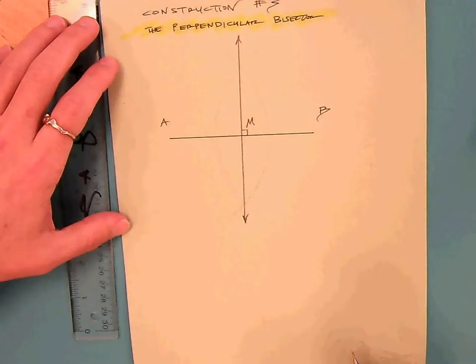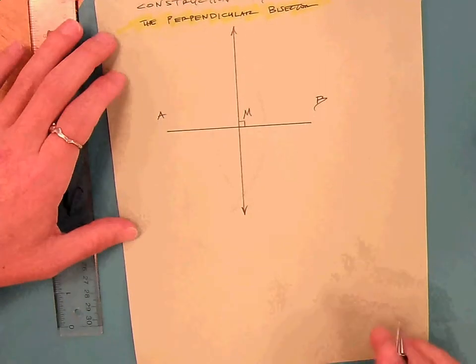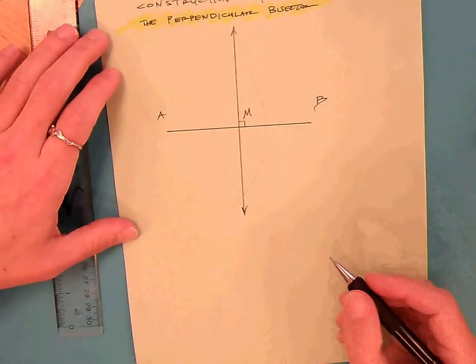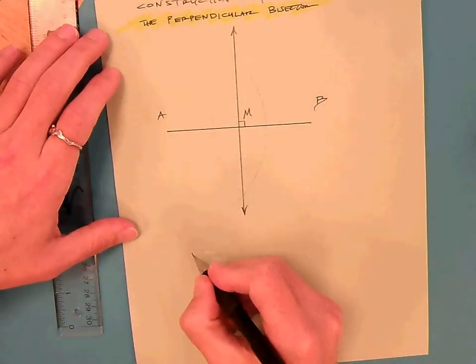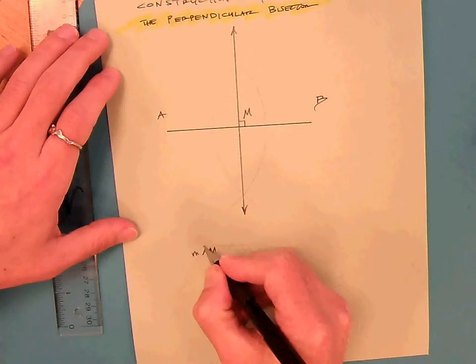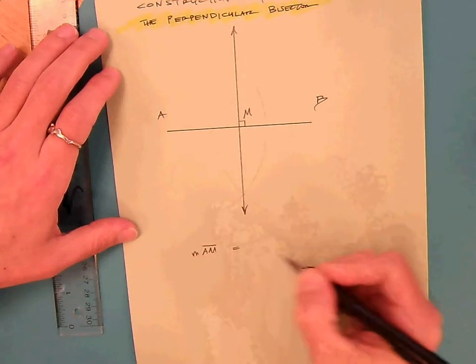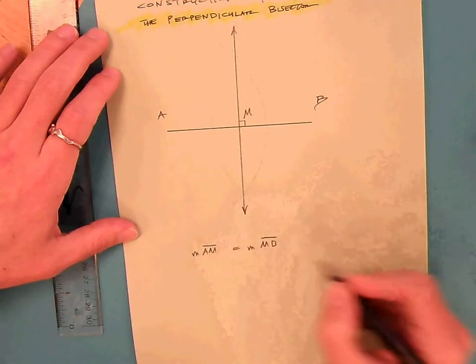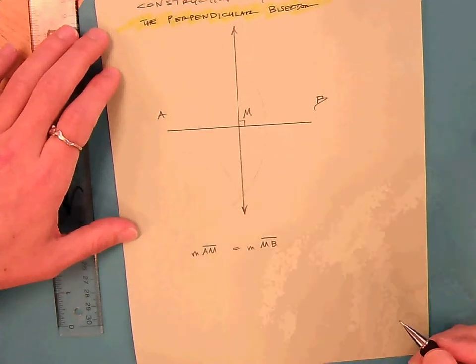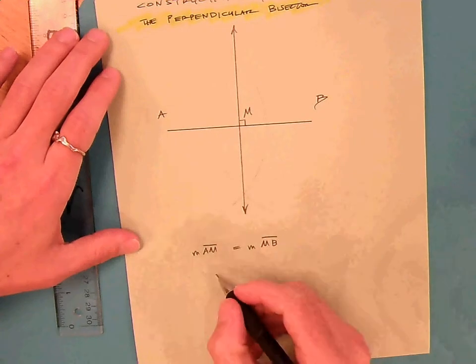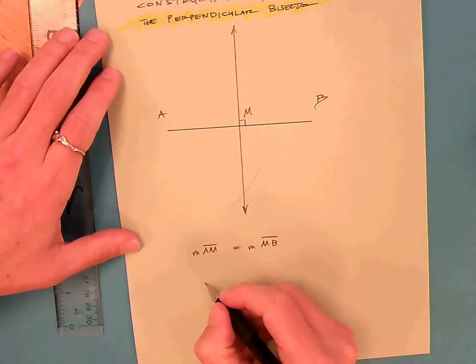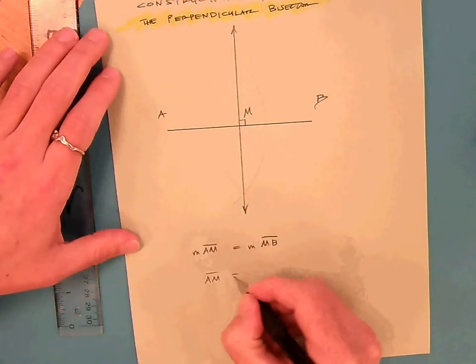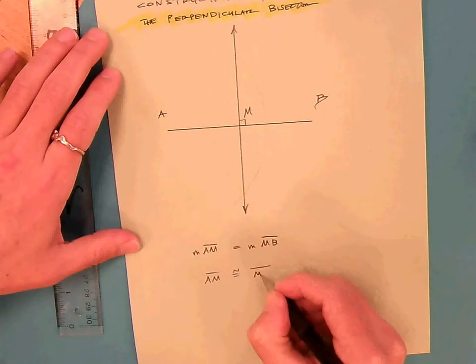And it's also perpendicular, so I can put a little square there, which identifies the fact I've established a right angle. There's a lot of stuff that happened in this construction. So I can now write the following statement. The measure of segment AM is now equal to the measure of segment MB. Also, we of course can now say that segment AM is congruent to segment MB.